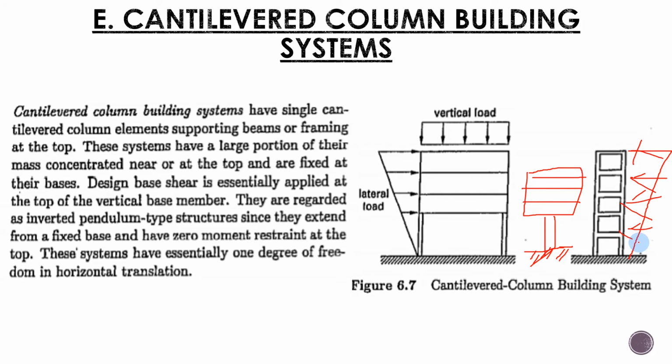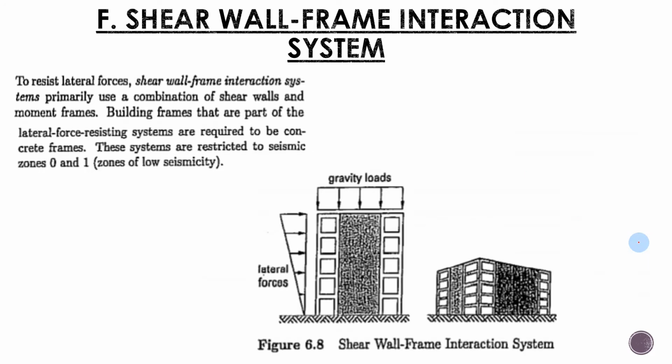And then F is shear wall frame interaction system. To resist lateral forces, shear wall frame interaction systems primarily use a combination of shear walls and moment frames. So building frames that are part of the lateral force resisting systems are required to be concrete frames. Okay, so these systems are restricted to seismic zone 0 and 1. So para na ni sa one guys sa zones kung asa low ang seismicity. Okay?